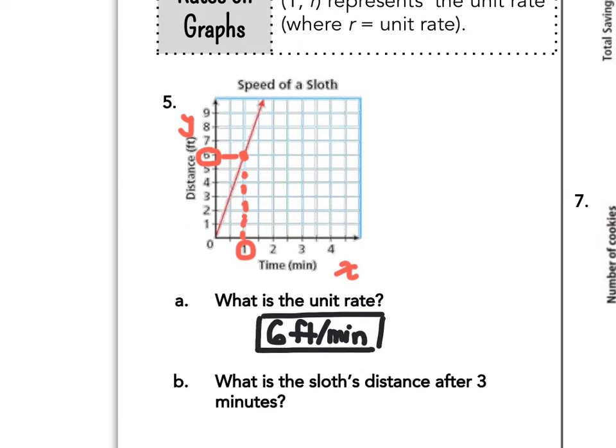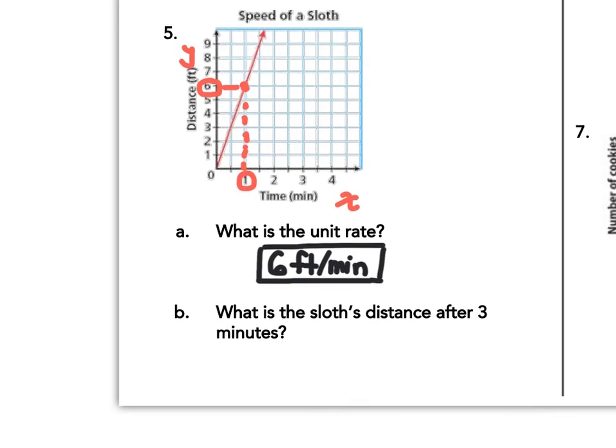Okay, so now let's look at part B. What is the sloth's distance after 3 minutes? So now that we have our unit rate, it's really easy to figure out. Every minute he travels 6 feet, so his distance is just going to be 6 times 3. So you write 6 times 3, so now the sloth's distance is 18 feet, and we box our answer.